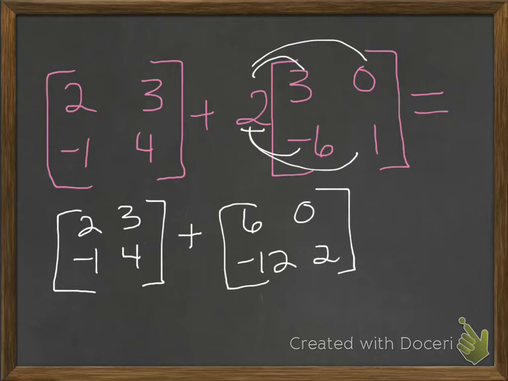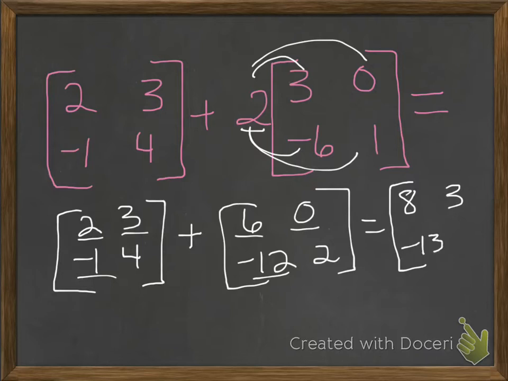So now it's back to an addition problem. So now I take 2 plus 6, which gives me 8. 3 plus 0, which gives me 3. Negative 1 plus negative 12 to give me negative 13. And finally 4 plus 2 to give me 6. So your final answer when you add and multiply a matrix is right here.